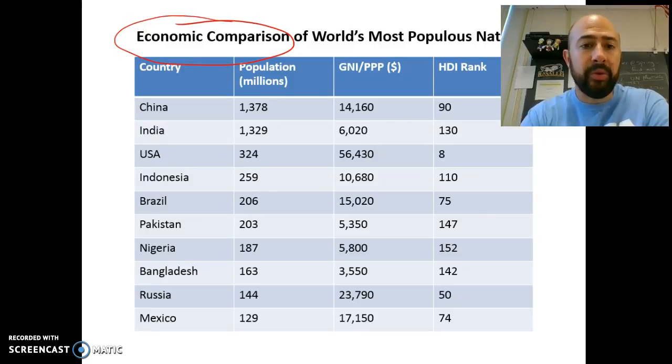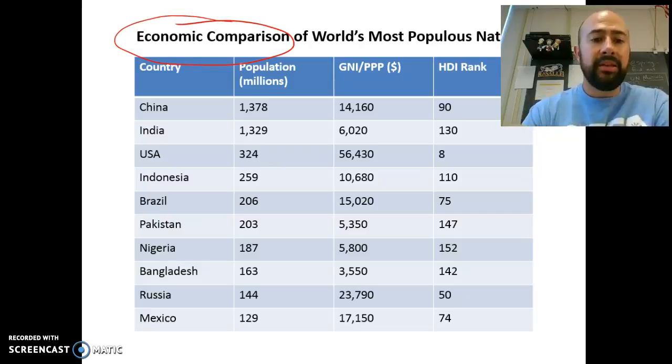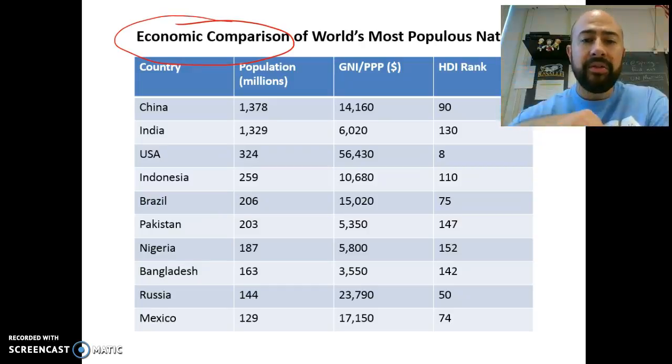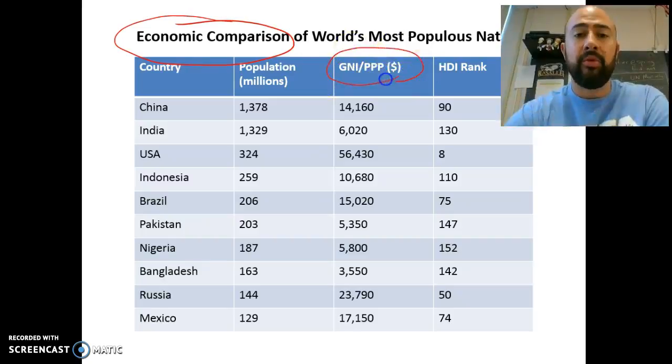China's population is 1.3 billion and India's is 1.3 billion. It's incredible. And at some point, probably around 2020, 2022, India is going to pass China on this list. But you take a look at the rest of the nations, and it's interesting to see how developed they are based on their gross national income or their purchasing power parity.